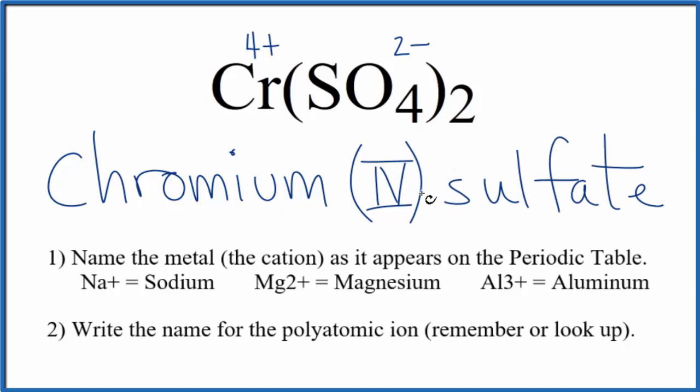If you were given the name and asked to write the formula for chromium 4 sulfate, you would know that chromium has a 4 plus ionic charge because of this Roman numeral 4. And then the sulfate, that's always 2 minus. So you'd know you need 2 of the sulfate ions to balance the charge.